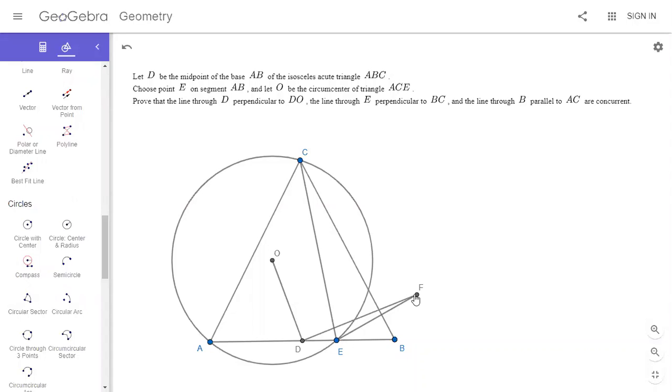So angle EFB, we want to show it's 90 minus angle ACB. Trying to think if there's a nice way we could think about that. Let's see, we have two perpendiculars. Can we make an orthocenter somehow?